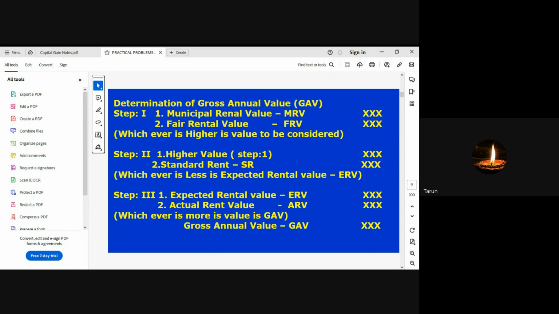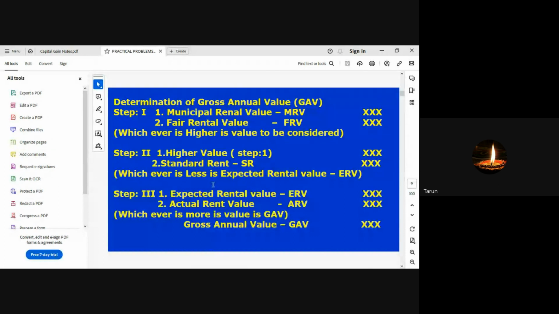So in today's session, we will have a quick review to learn the upcoming numerical question aspects. First of all, we have to learn how to determine gross annual value. The first step is to estimate the municipal rental value and fair rental value. Whichever is higher, that value will be considered.